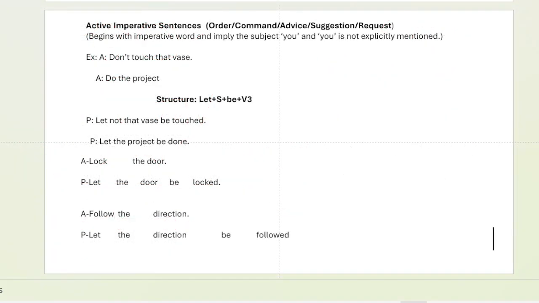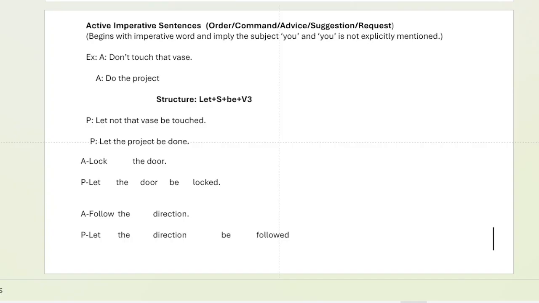Okay, now let's begin with the active imperative sentences. Now what are imperative sentences? Imperative sentences are like order, command, advice, suggestion, request, etc. Right? Order can be go forward, move forward. Command can be don't look back. Advice can be take your medicines regularly. Suggestion may be let's go for a walk. Or request may be please share your book with me. Right? These are the different imperative sentences.